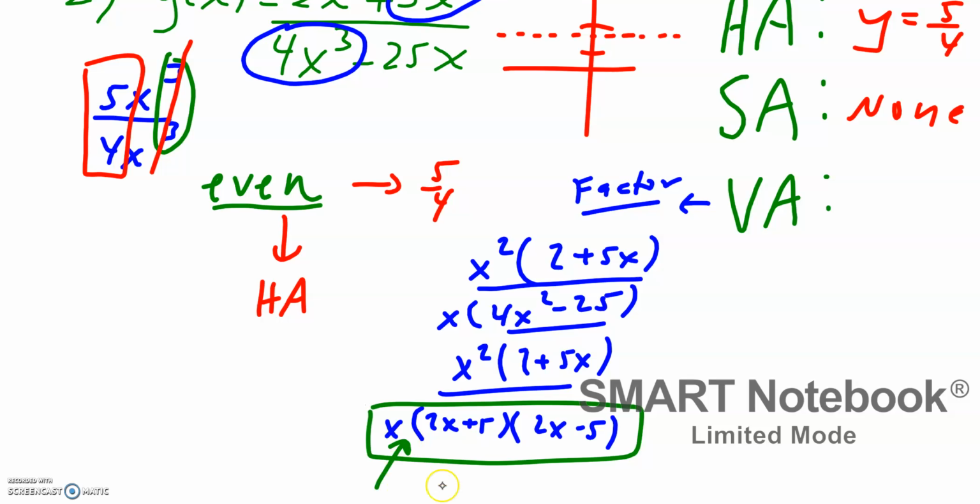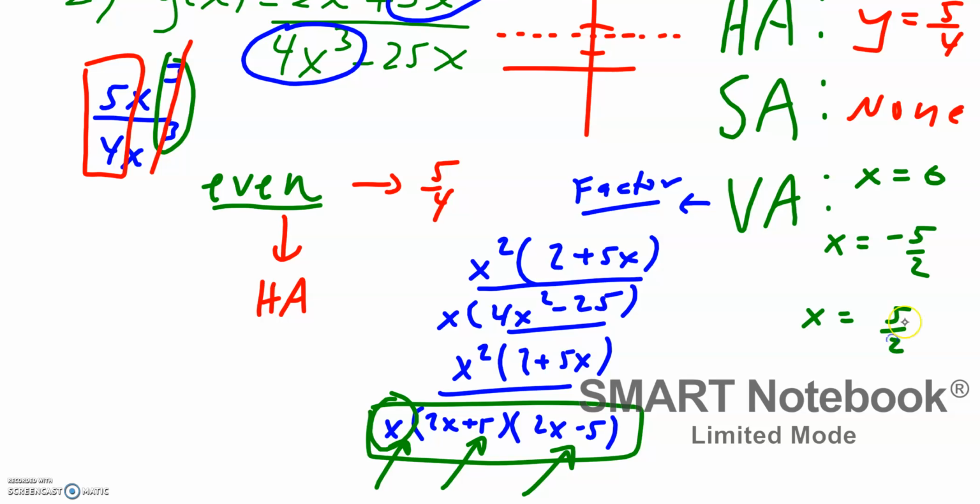So this time we actually have 3 vertical asymptotes. X cannot be 0, so we have a vertical asymptote at x equals 0 from this piece. From the second piece, we have a vertical asymptote at negative 5/2, and we have a vertical asymptote from the third piece at positive 5/2. So it's okay to have 3 vertical asymptotes. That does happen sometimes.